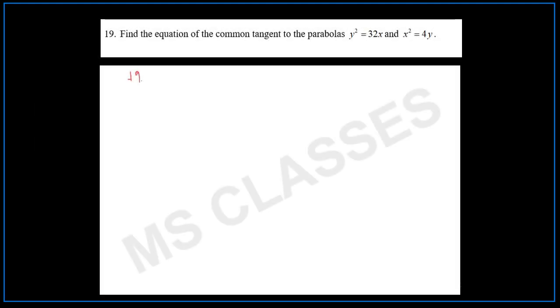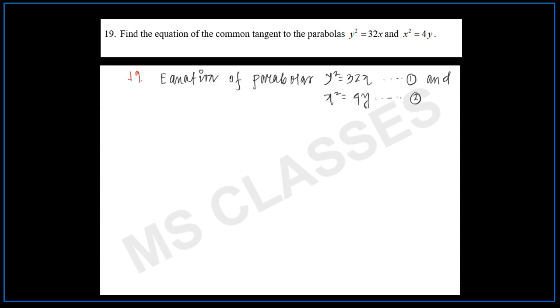Equation of common tangent to the parabolas. Now there are two parabolas given. Equation of parabola: one is given y square equal to 32x, which is opening on the positive x-axis. We mark it as equation 1. And x square equal to 4y, which is opening on the positive y-axis. And we need here the equation of common tangent.